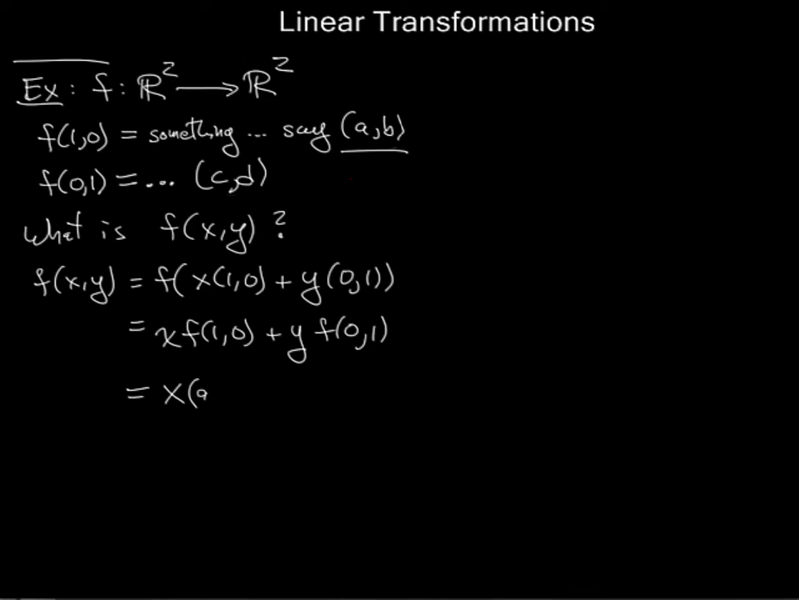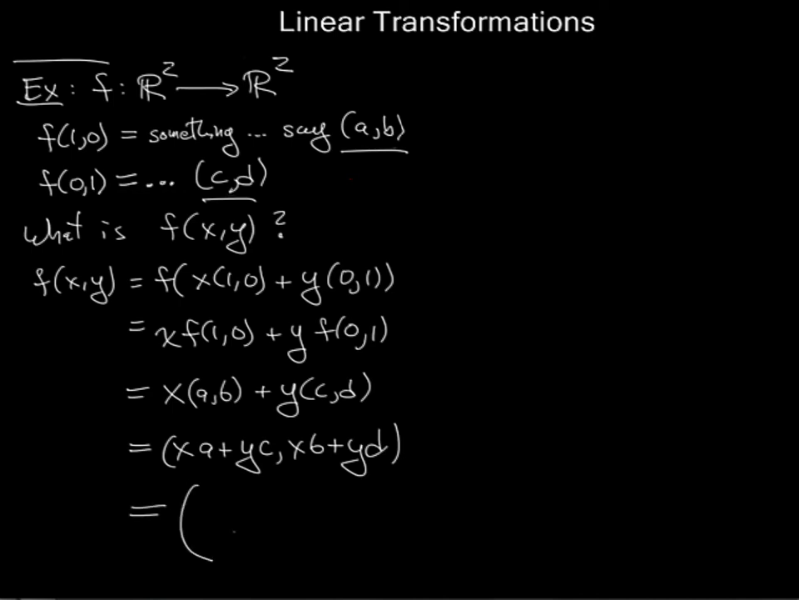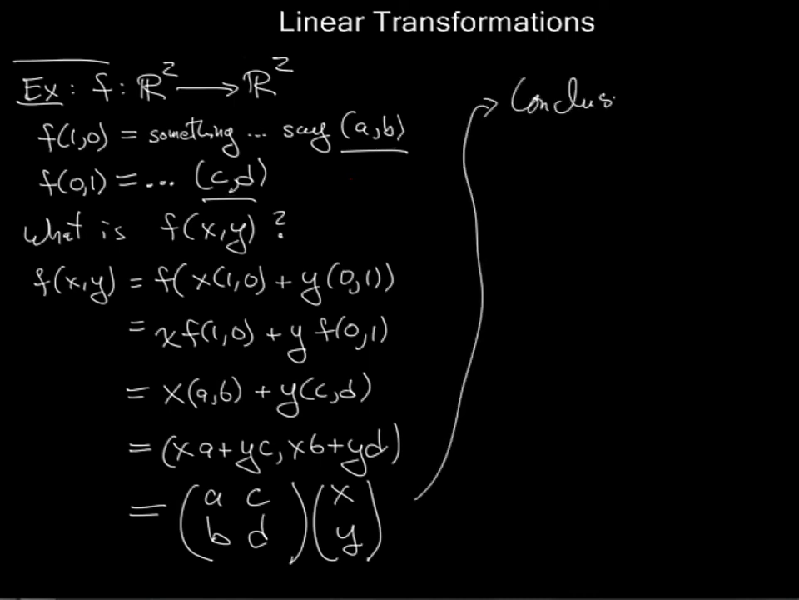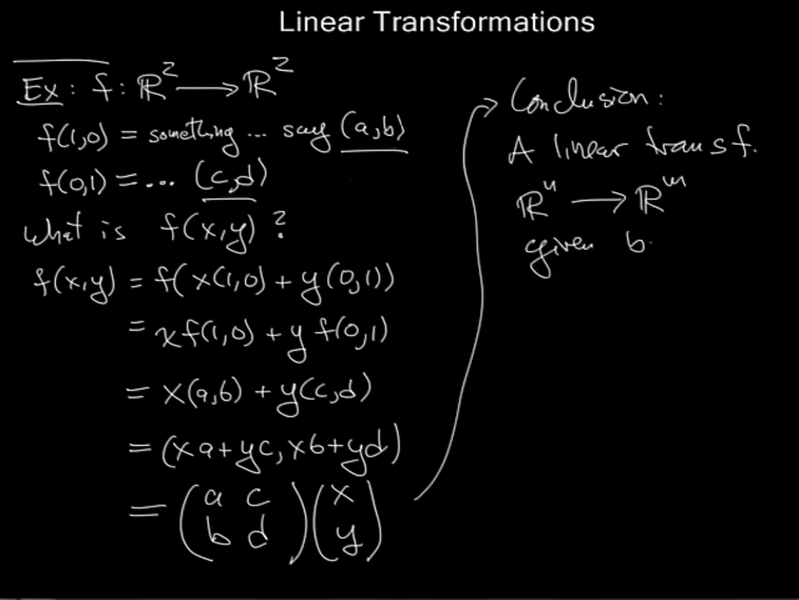And we know that f of (1, 0) is, let's see, (a, b), and f of (0, 1) is (c, d). And so that tells us what the value is at an arbitrary vector. It's this. In other words, it's written as a matrix like this. So again, this is more or less something that we've seen before, but I'm saying it this way to refresh your memory, and also to emphasize that the whole thing can be done, again, in a more abstract setting. So in other words, the conclusion is a linear transformation from Rn to Rm is given by a matrix, an m by n matrix.